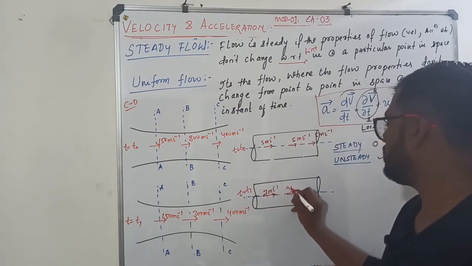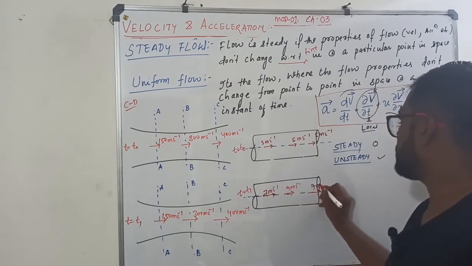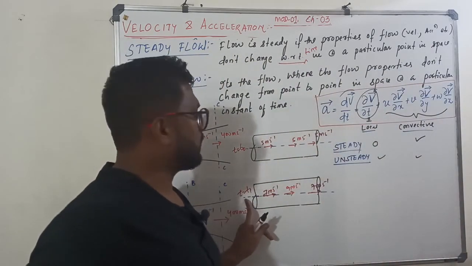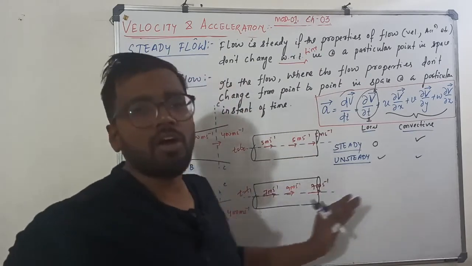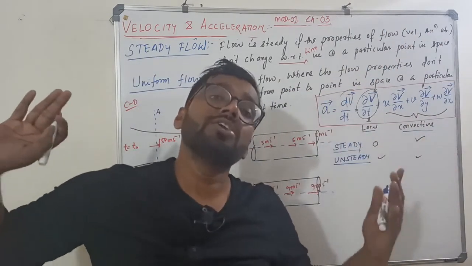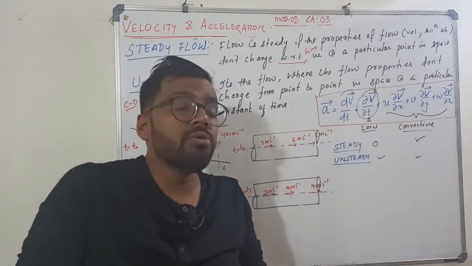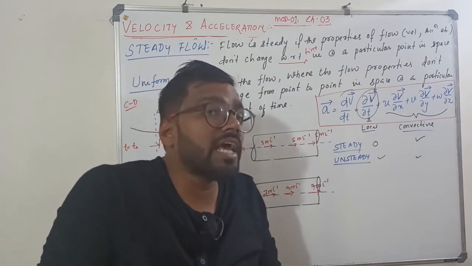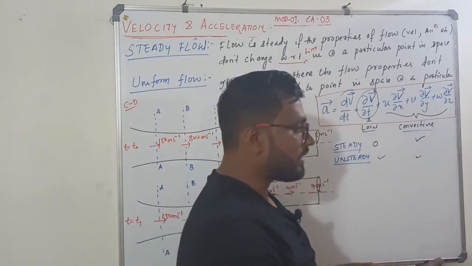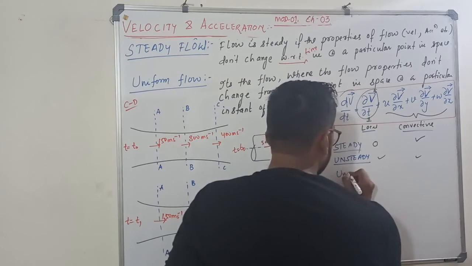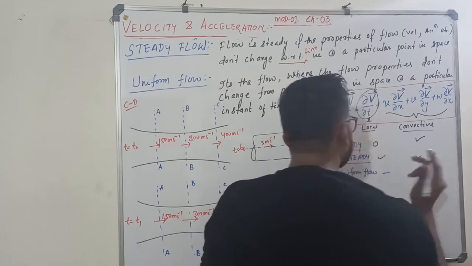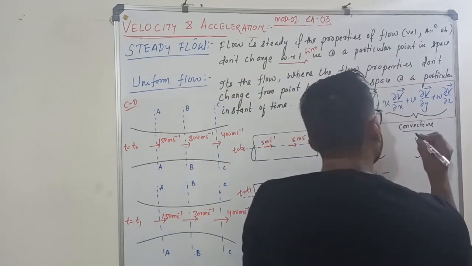In this place also 7 meter per second, and here also 7 meter per second. So this is also uniform flow. At any given instant of time, if velocity is not changing along the space, wherever you take, the velocity is constant throughout, we call it uniform flow. So in uniform flow, velocity is not changing along which direction? Space direction. So what will happen to the convective acceleration? 0. In a uniform flow, local may be there, we'll discuss that in detail, but convective acceleration is 0.